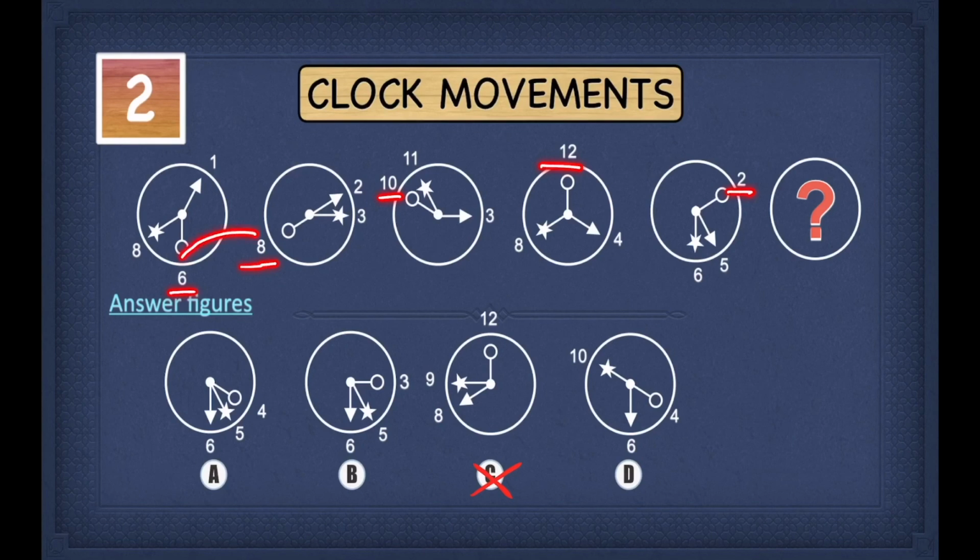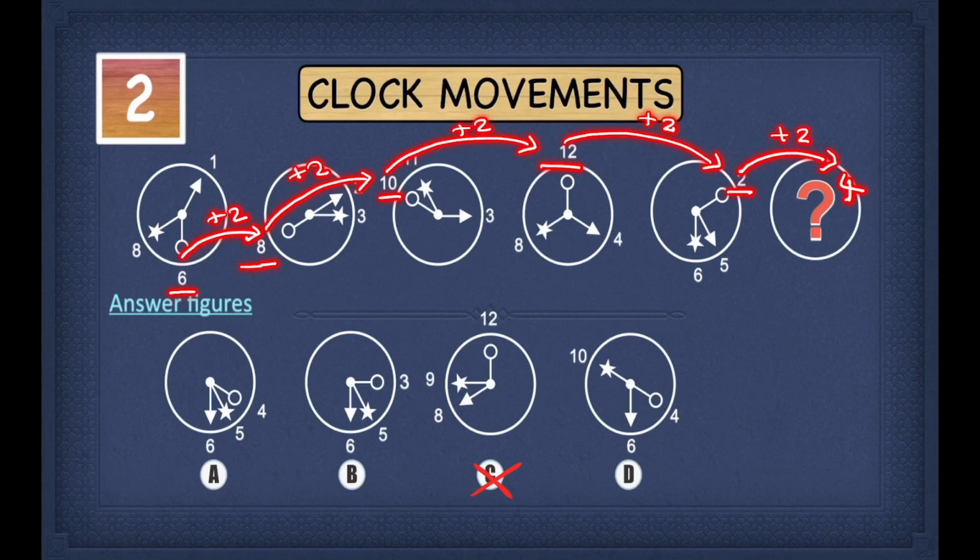To get from 6 to 8, we have to add 2. To get from 8 to 10, we have to add 2. To get from 10 to 12, we have to add 2. And to get from 12 to 2, we also have to add 2. Because in clock movements, when you're adding, you're moving forward. So adding 2 to 12, you're moving 2 steps forward from 12, which means you land on 2. And to get from 2 to our answer, we also have to add 2, as you could see from the pattern. So 2 plus 2 will be 4.